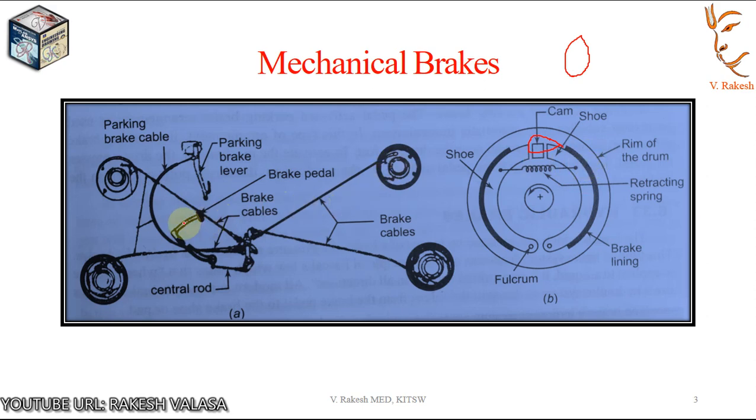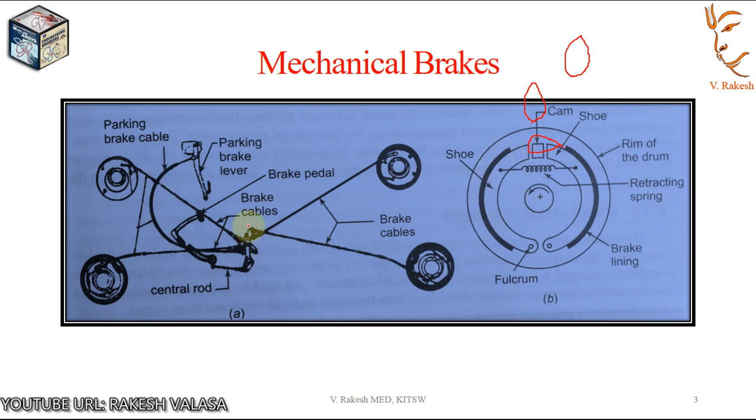When the brake pedal is released, the cam is operated in the opposite direction, and the return spring, that means the retracting spring, brings back the brake shoe, thus releasing the brakes.